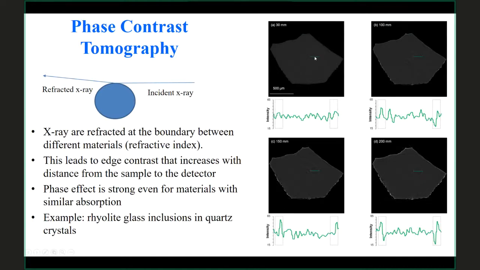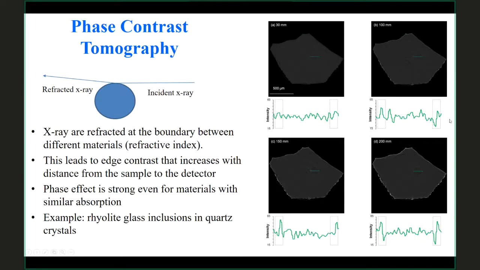whereas in the measurement at 30 millimeters, which is more or less a pure absorption image, we can hardly see that glass inclusion. And also notice that the entire sample has a bright rim around it, and so does the inclusion. So this experiment was trying to quantify the size and shape of these melt inclusions, and the phase contrast was critical for being able to do that.